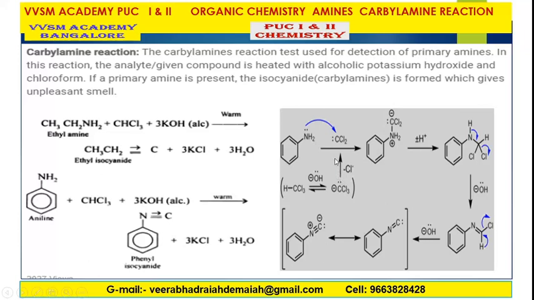In this reaction, the analyte, that is the given compound, is heated with alcoholic potassium hydroxide and chloroform. If a primary amine is present, the isocyanide, which is nothing but carbylamine, is formed, which gives an unpleasant, foul smell, that is the carbylamine odor. This is the mechanism involved in the carbylamine reaction, which is a unique test of primary amines.